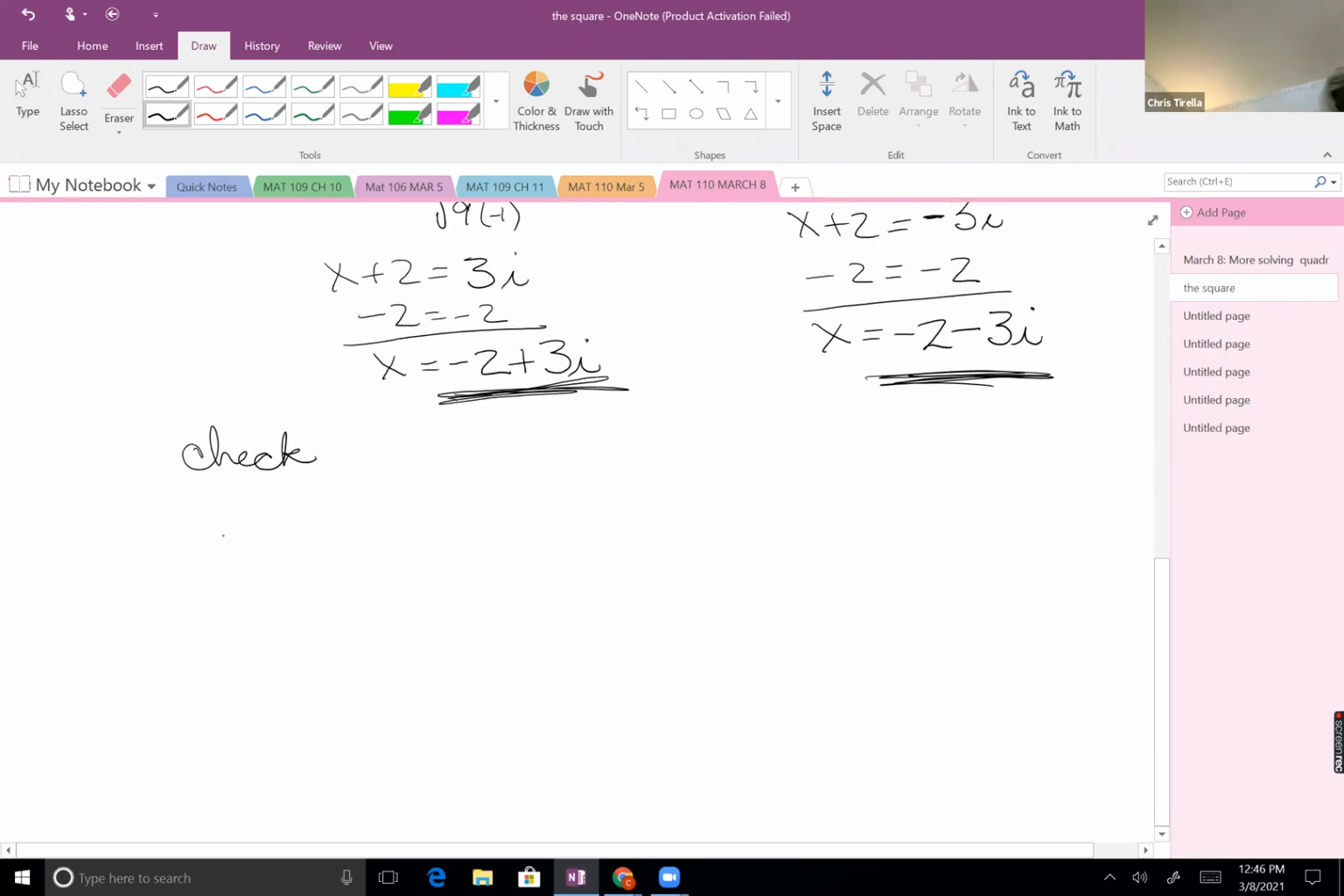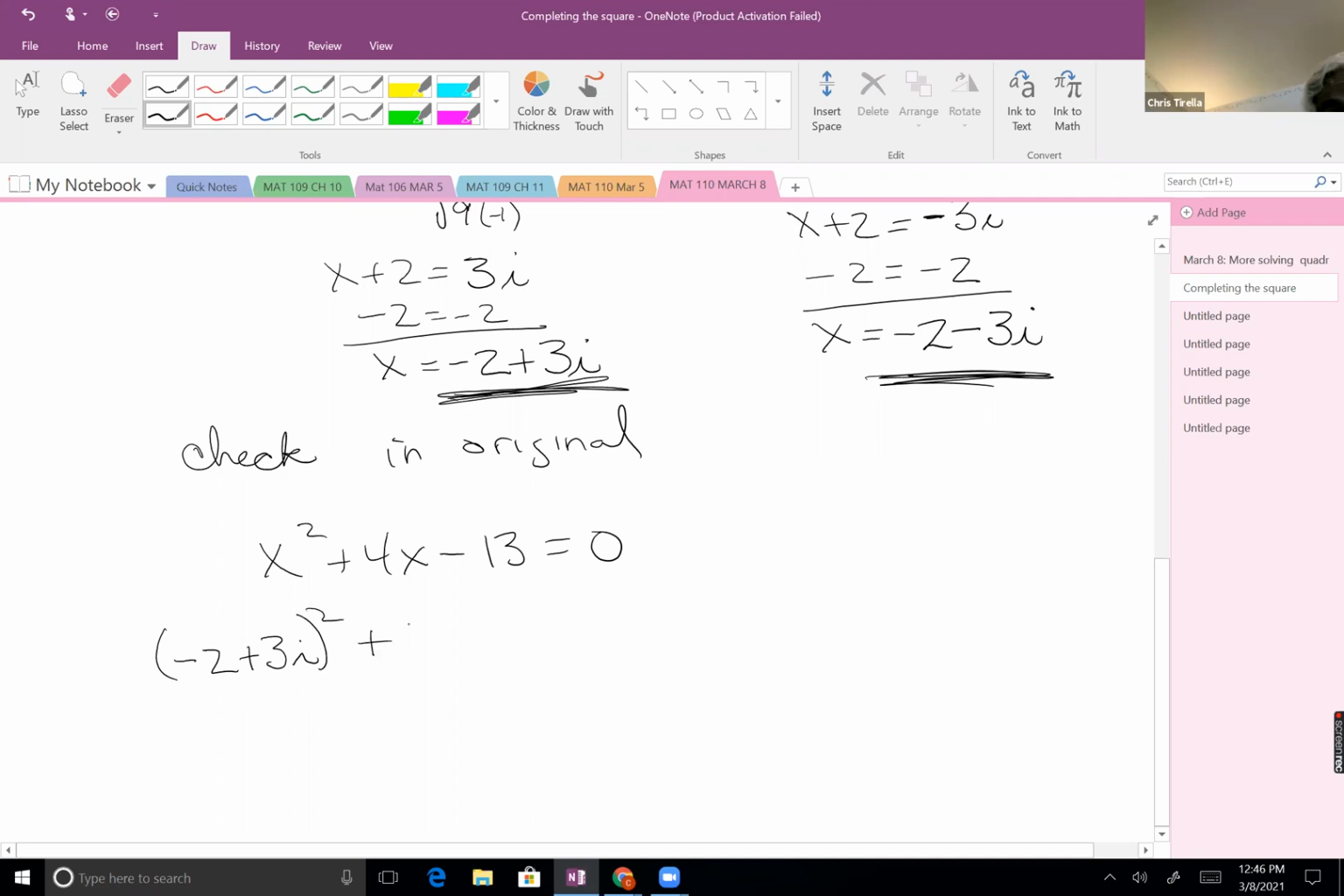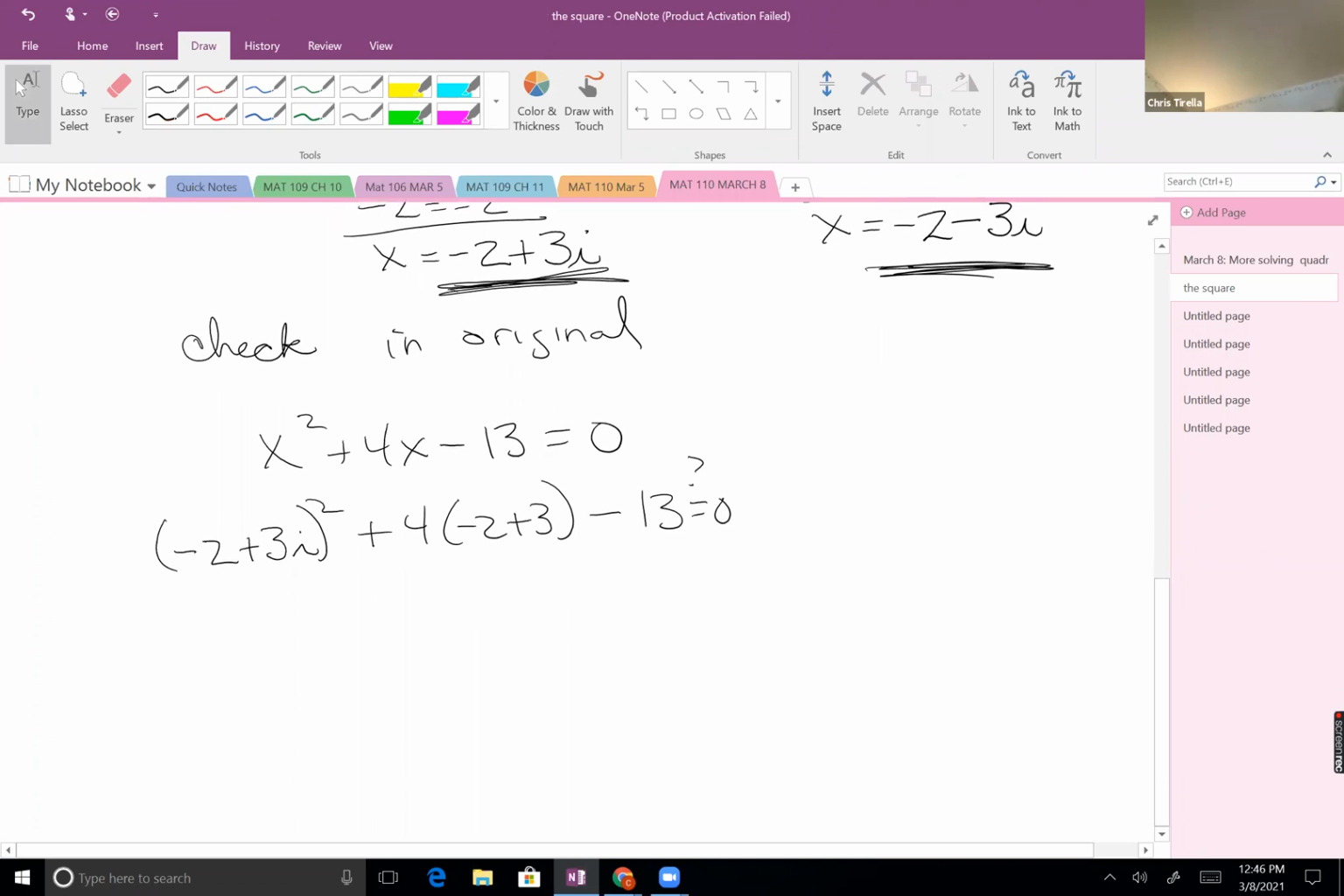When we check, we go back to the original. And so my original equation was x squared plus 4x minus 13 equals 0. And for x, I'm going to put in (-2 plus 3i) squared plus 4 times (-2 plus 3i) minus 13. And we're hoping that equals 0. Please remember, when we square this, we have to think of multiplying it by itself.